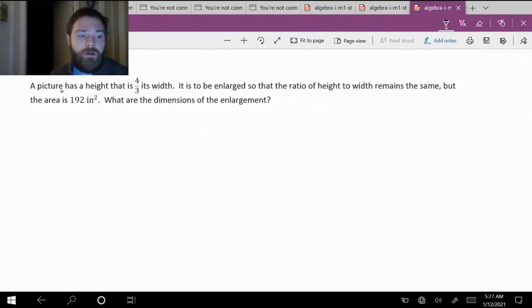A picture has a height that is 4/3 its width. It is to be enlarged so that the ratio of height to width remains the same, but the area is 192 inches squared. What are the dimensions of the enlargement?